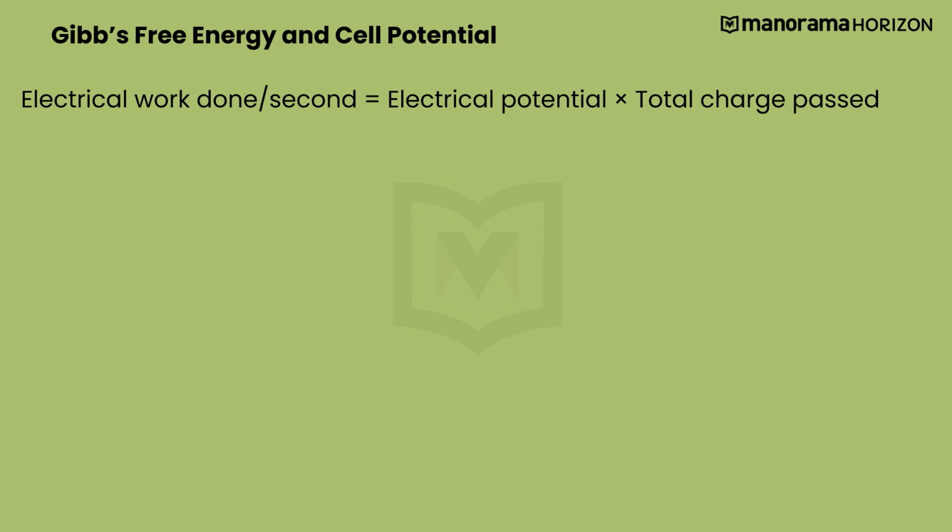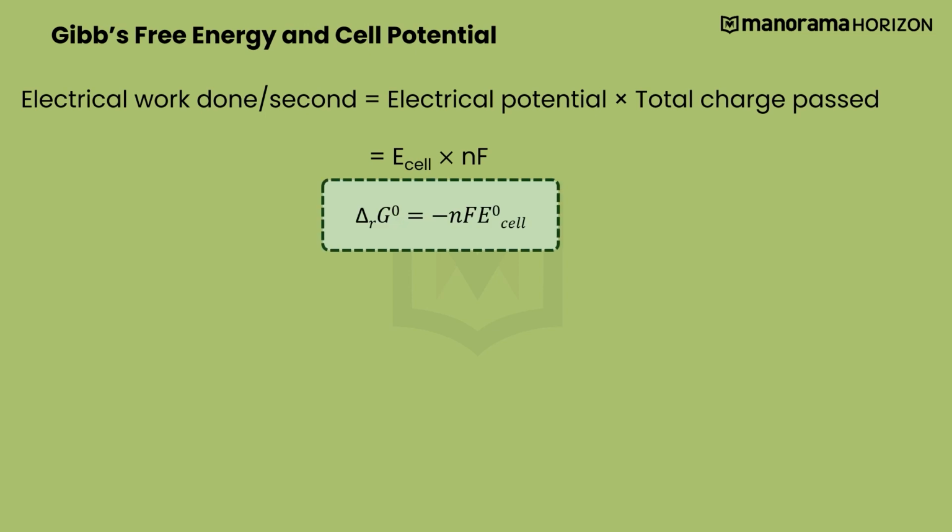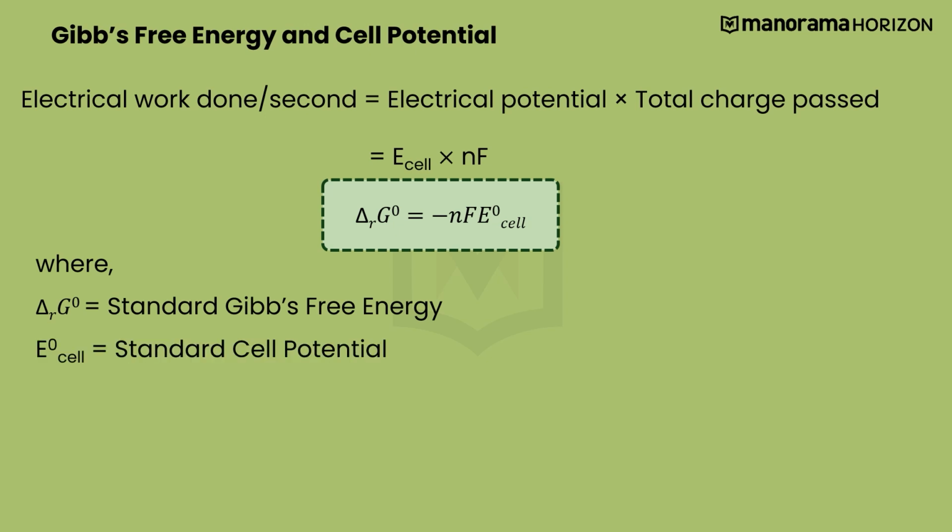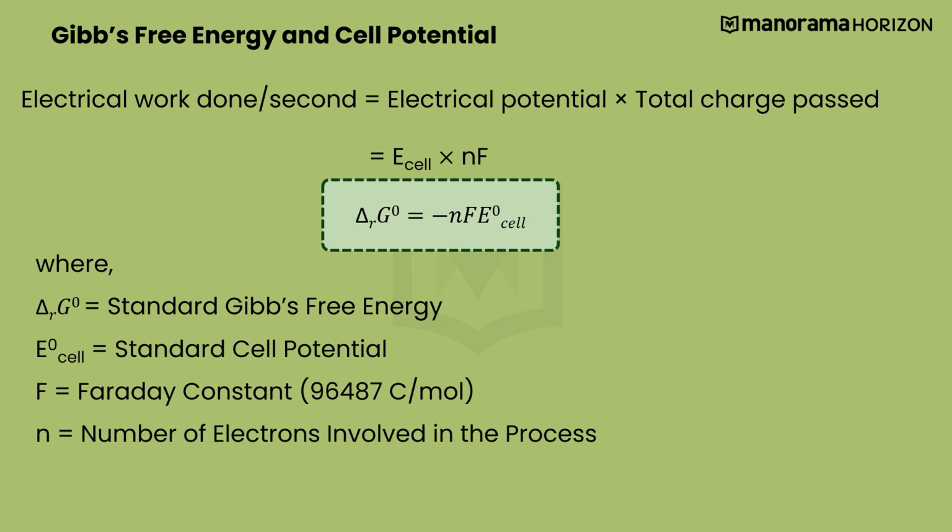The electrical work done per second can be obtained from the product of electric potential and total charge passed. If the EMF of the cell is E0 cell and NF is the total amount of charge passed, then the work done can be written as E cell into NF. As the reversible work done by a galvanic cell is given by the decrease in its Gibbs energy, you may write ΔrG0 is equal to minus NF E0 cell. Here, ΔrG0 is the standard Gibbs free energy, E0 cell is the standard cell potential, F is the Faraday's constant, and N is the number of electrons involved in the process.